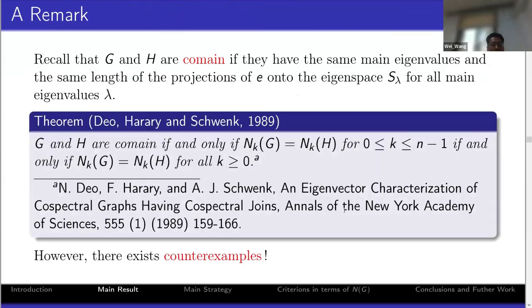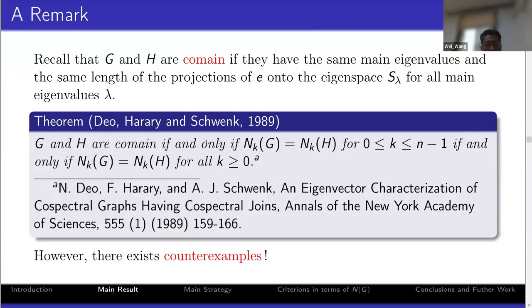So just a remark. Actually, after we read this paper, we found another result by the three authors in 1989. Recall G and H are co-main if they have the same main eigenvalues and the same length of projections of E onto the eigenspace S_lambda for all main eigenvalues lambda. So they have this theorem.